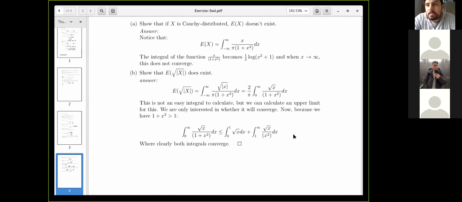To establish that it exists, we just show that there is some number which is an upper limit for this. Shouldn't be too hard. Why I wanted this example here: the expected value of x cannot be 0. That is the weirdest thing. It's clearly a symmetric distribution. It clearly has a middle point at 0. You would expect the expected value to be 0, but it's not.